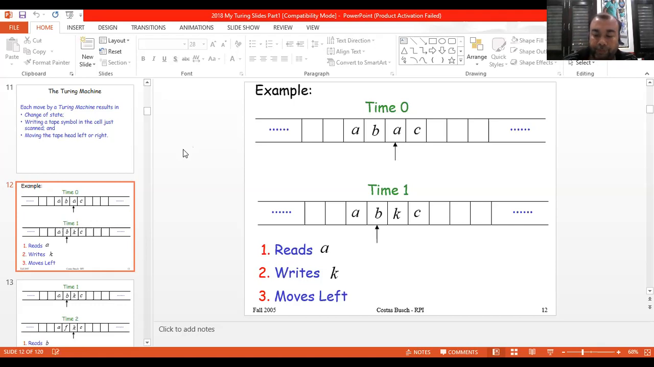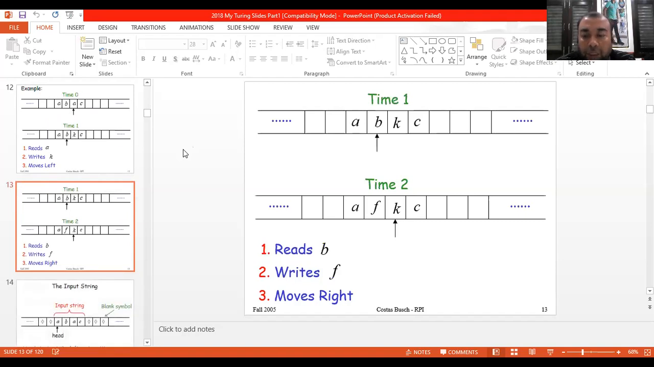Okay. Good. Now let us see this. What does it mean? You are in some state, you are reading B from the input tape, you remove B from the input tape, and in place of that you write F, and you move towards the right hand side. So read B, write F in place of that, and move right side.